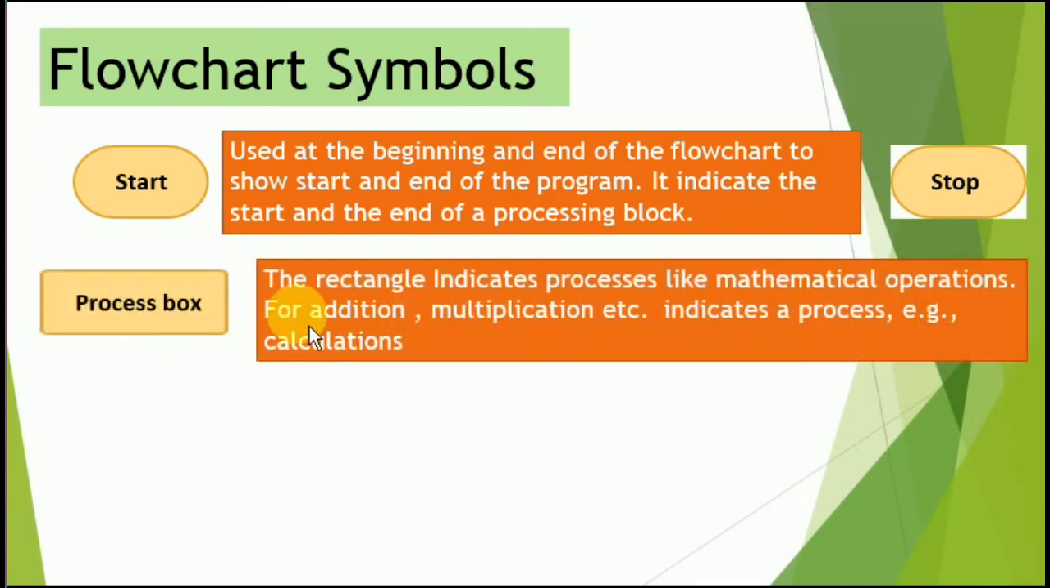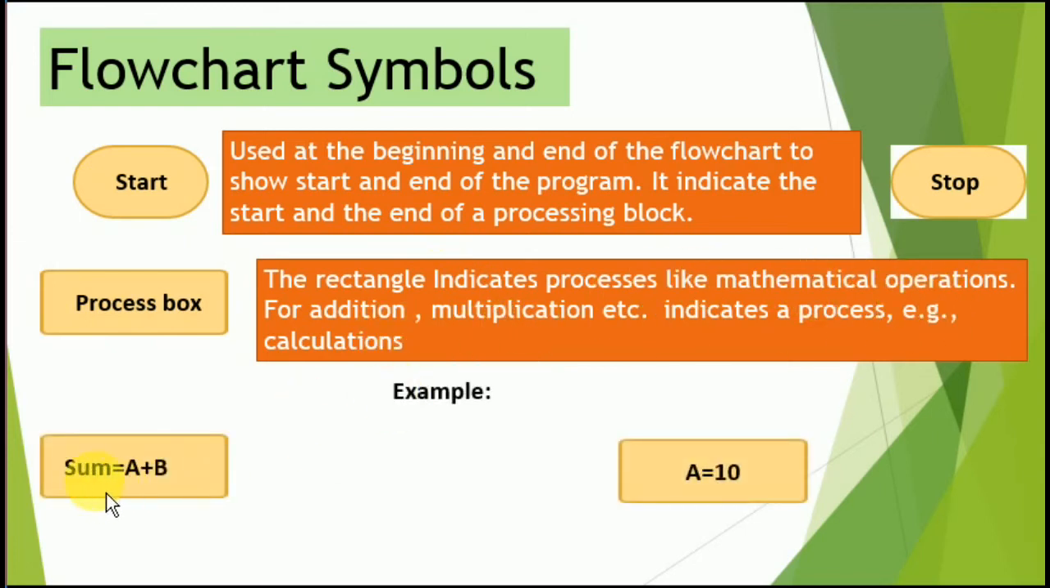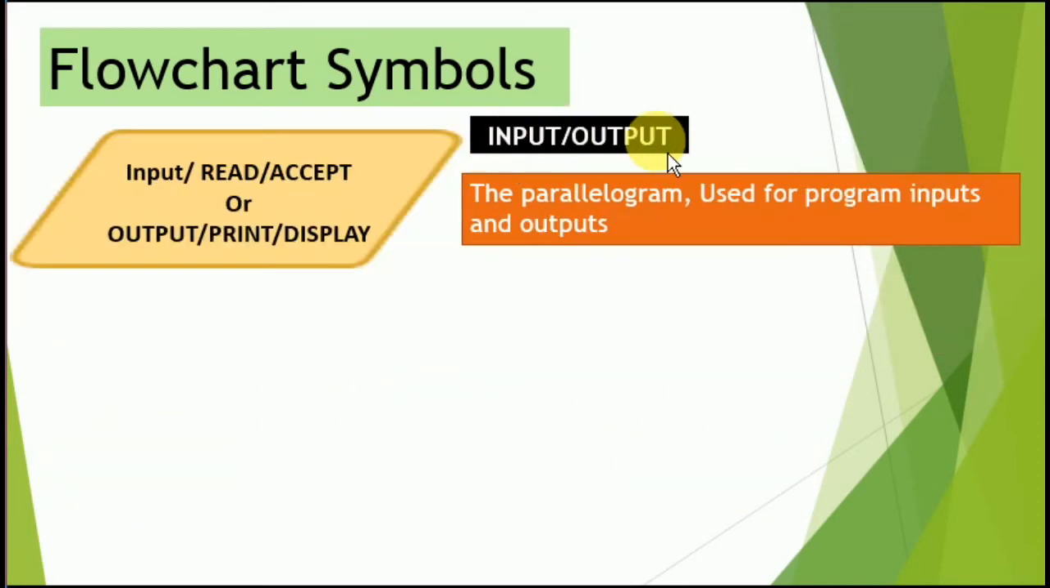Processing box. The rectangle indicates a process, like mathematical operations, addition, multiplication. Examples like this: sum equals a plus b, or a equals 10. These are the process boxes. These are the processes.